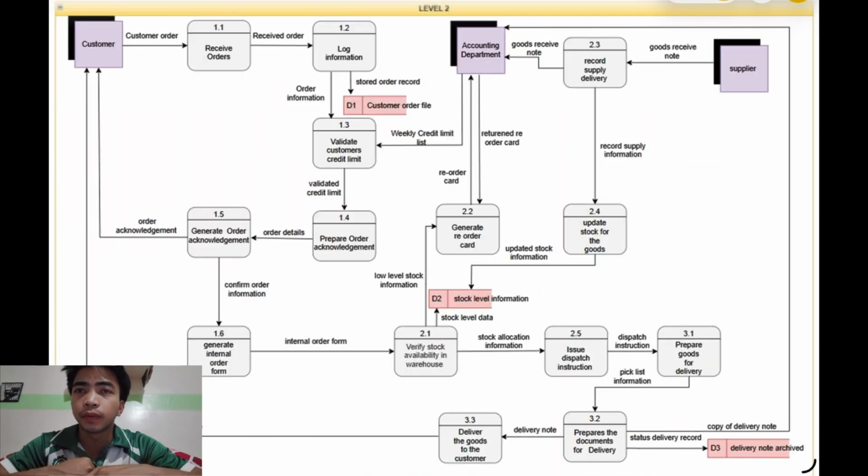After Level 1, we will proceed to Level 2, which represents the detailed processes of an order processing system: from order receiving, validation, stock check, then reordering, dispatch, and delivery. So the process begins with receive orders.